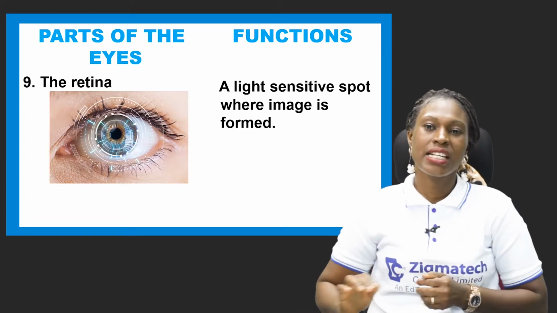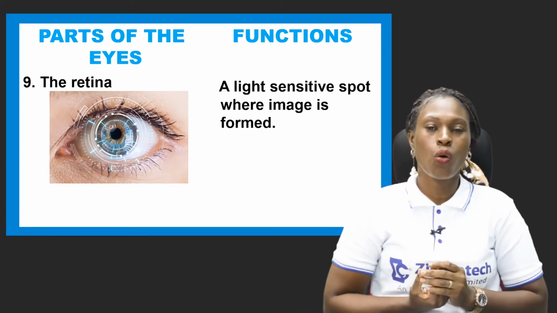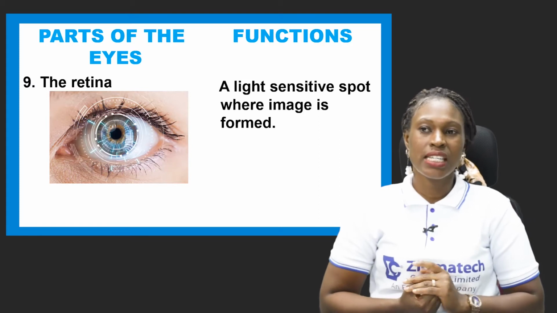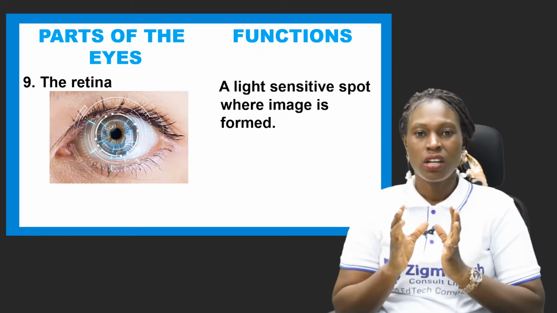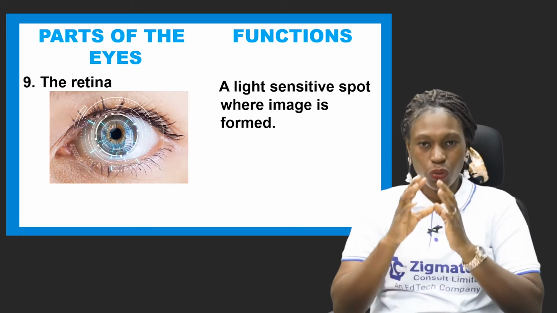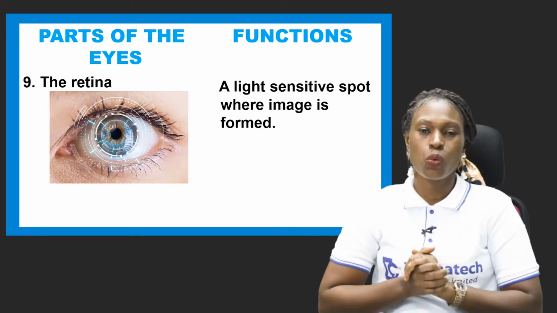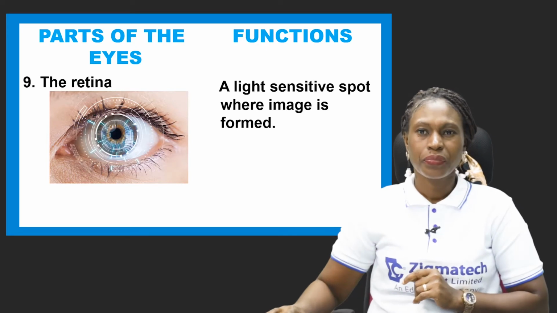Now we also have the retina. It's also a part of the eyes. Now it's a light sensitive spot where image is formed. As you look at something, that's where it captures it. That's what the retina does.